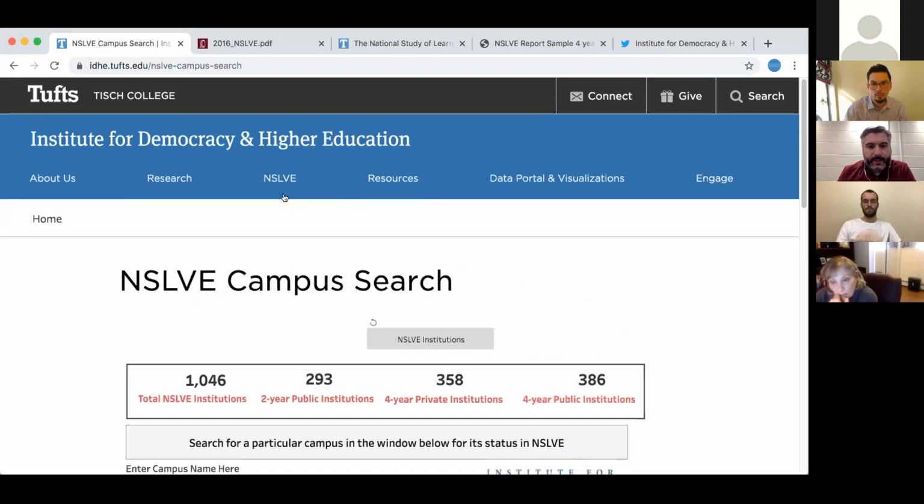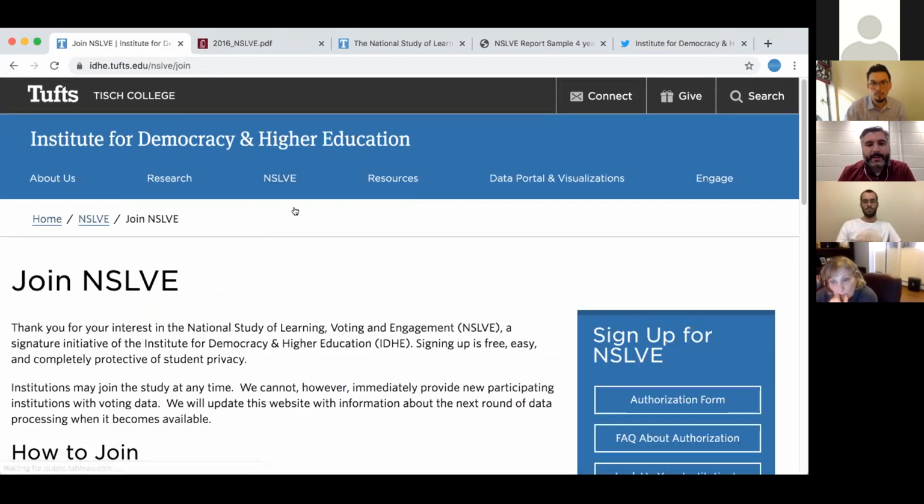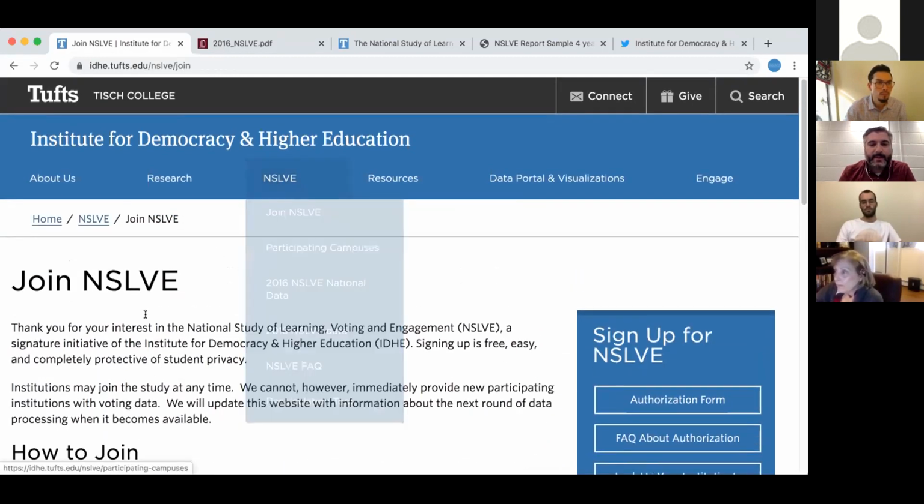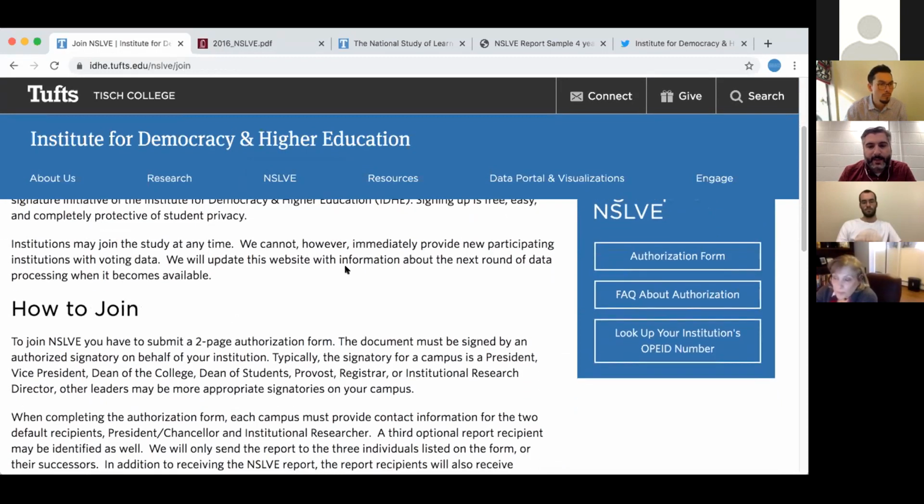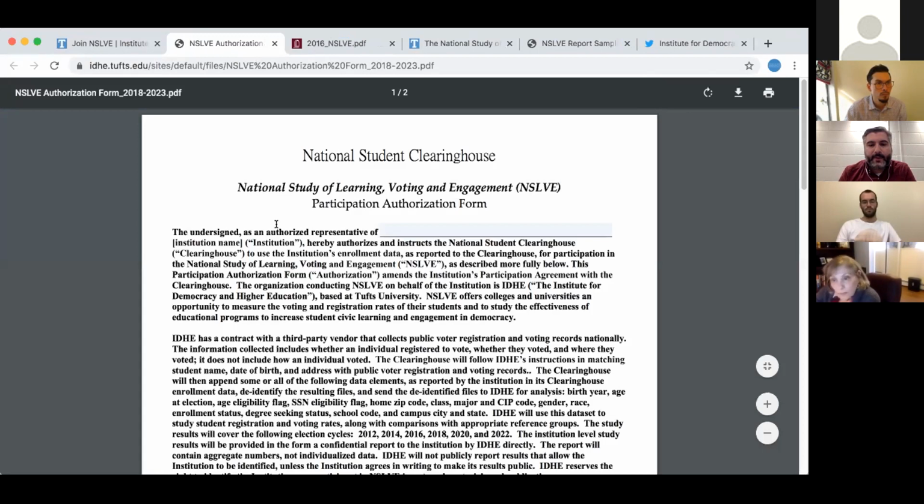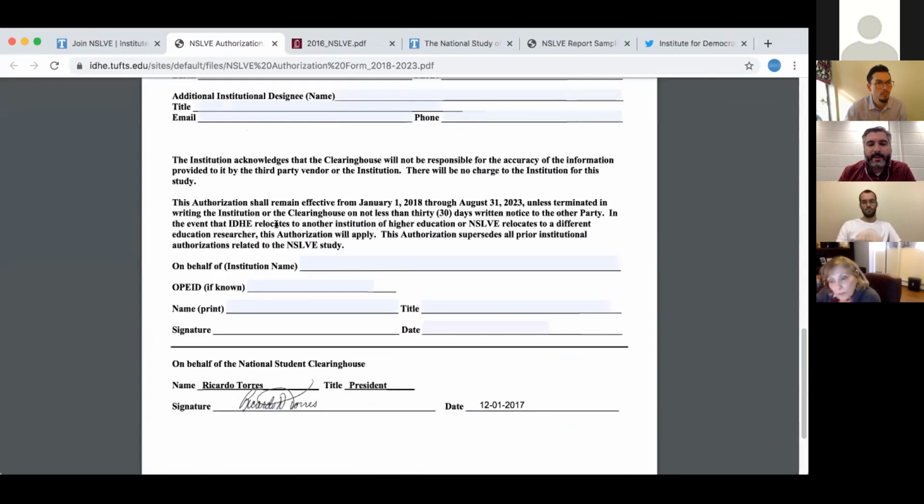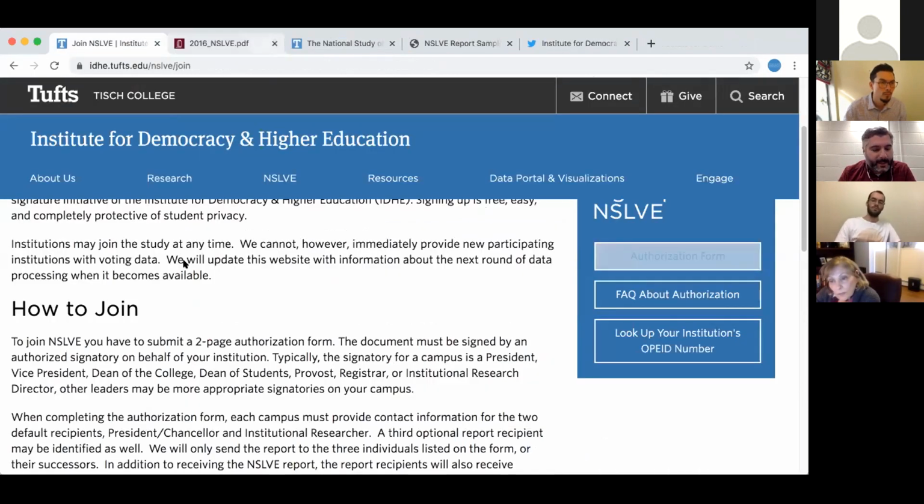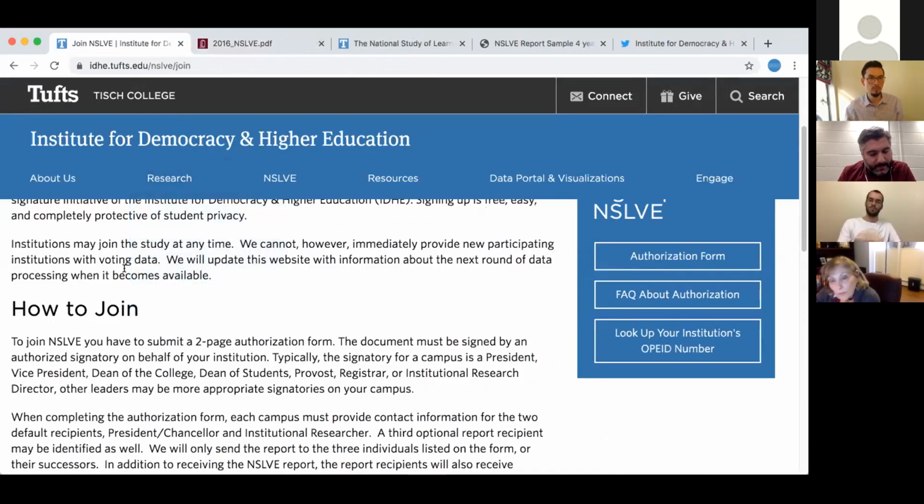If you want to join, like I said, there's a particular process where you need someone at the signatory level to sign off. But if you go to NSolve and then go to Join NSolve, you can learn more about how to join here. The quick answer is there's an authorization form on our website. You'll see here, it's 2 pages, very short. You can get it done in an afternoon, maybe even faster.